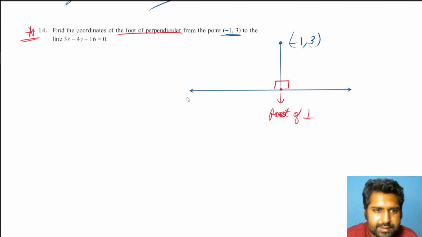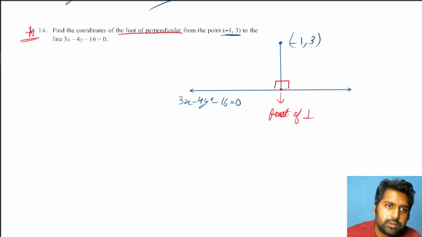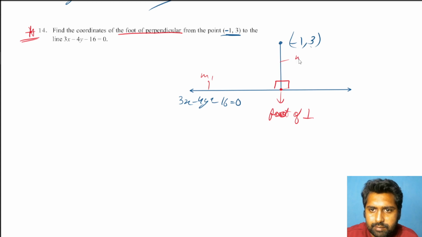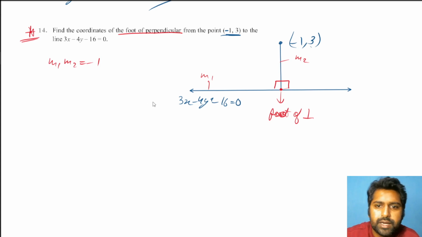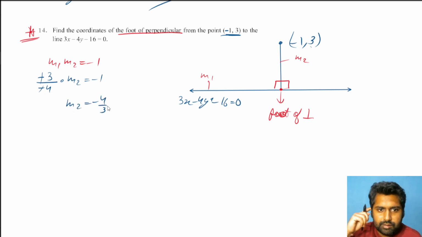I think this line's equation we know: 3x minus 4y minus 16 equal to 0. The moment we see perpendicular, we know we have to deal with m1 m2 equal to minus 1. How do we get m1? Negative of coefficient of x divided by coefficient of y. m2 we don't know, we have to calculate that. So we got m2 as minus 4 by 3. We have the slope, we have the passing point, so we can get the equation of it.